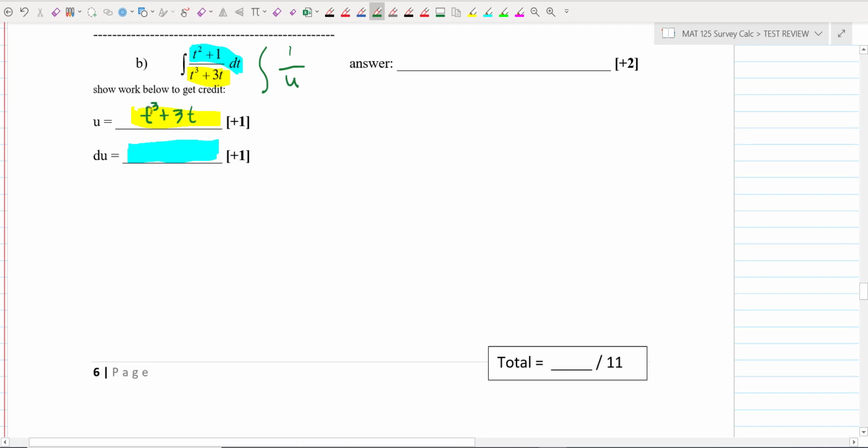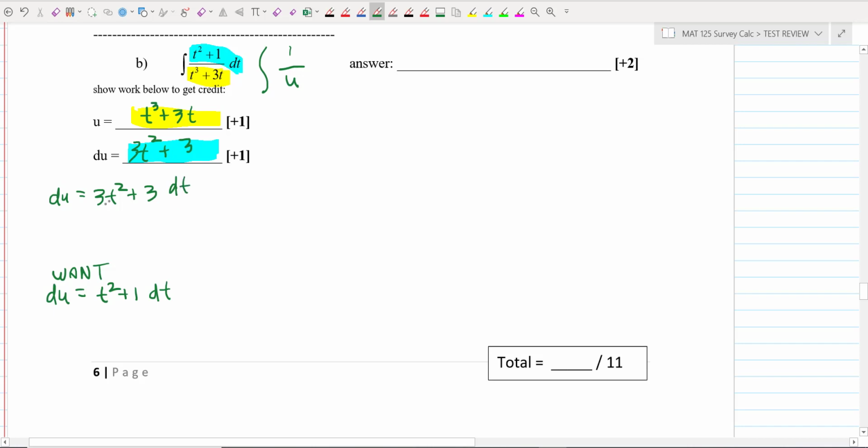Let's see how close we are. Okay, derivative of t to the third is 3t squared. Derivative of 3t is 3. So we're a little different. So I'm going to kind of write this like this: du is 3t squared plus 3 dt. What we really wanted was du to end up being t squared plus 1 dt.